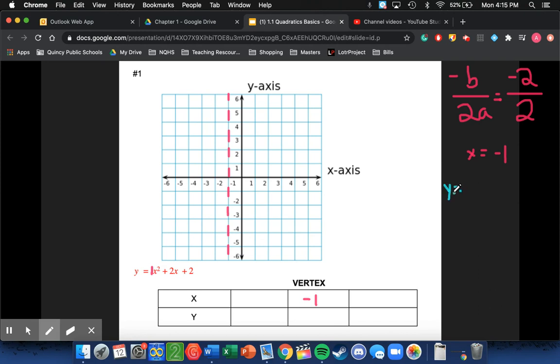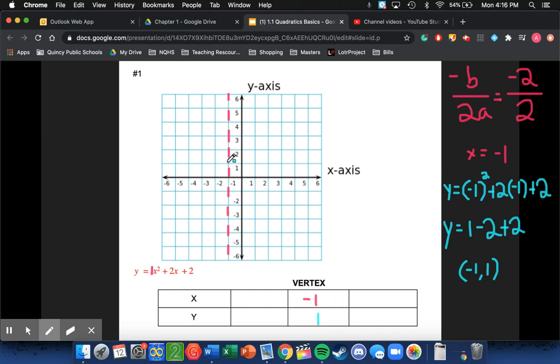So y needs to equal whatever happens when I input negative 1. So negative 1 squared, this is where parentheses become very important. Negative 1 squared plus 2 times negative 1 plus 2. So negative 1 squared, that's positive 1. 2 times negative 1 is negative 2. And then plus 2. Well, negative 2 plus 2 is 0, and then I just have 1. So what does this tell me? Negative 1, 1. That's my vertex.